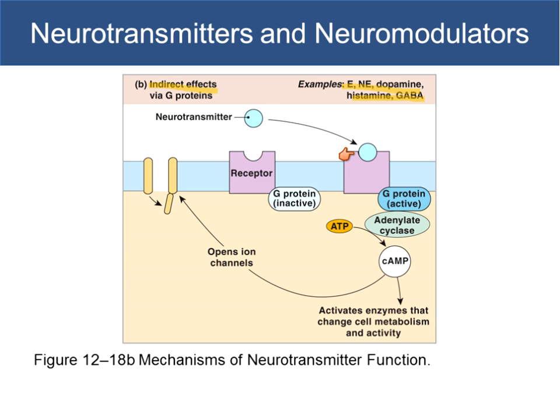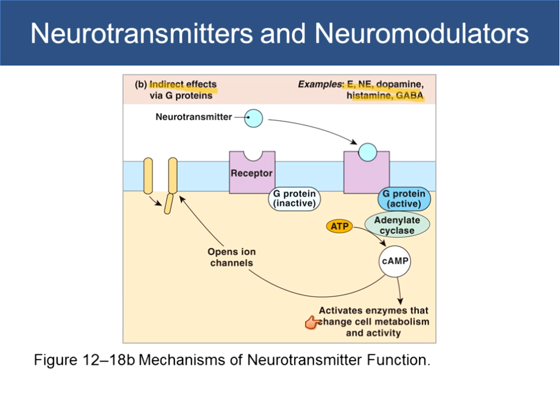So let's say that we have dopamine binds to this receptor. When it binds to that receptor, the G protein becomes activated, which then in turn activates this enzyme adenylate cyclase, along with the help of ATP. Once that is released, we have cyclic AMP, which will activate the enzymes that will tell the cell to do something.